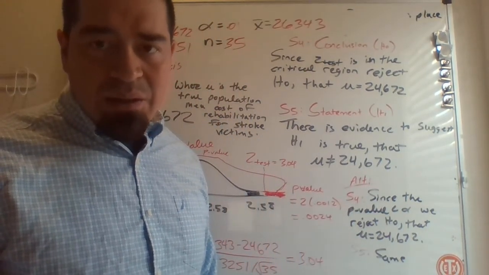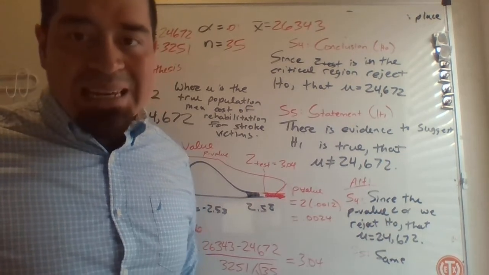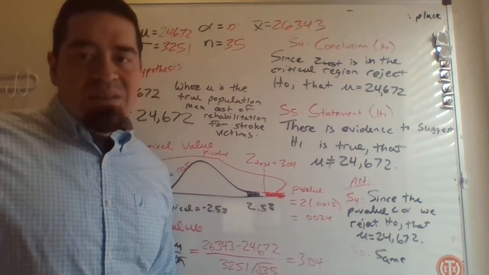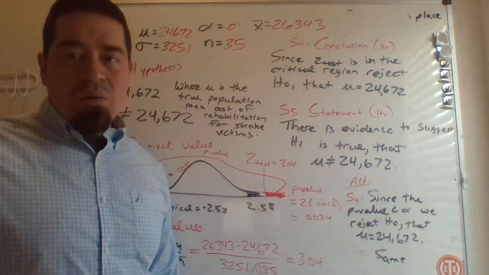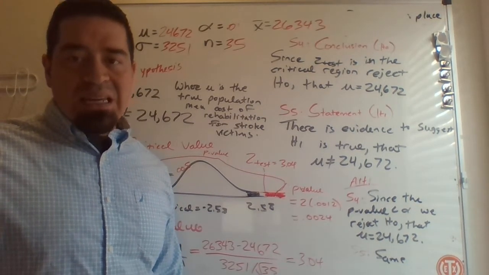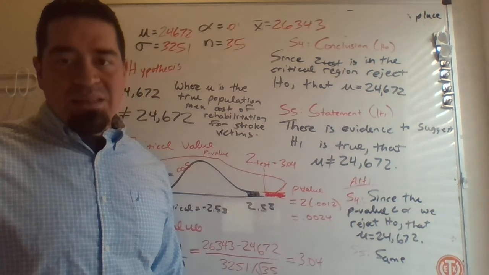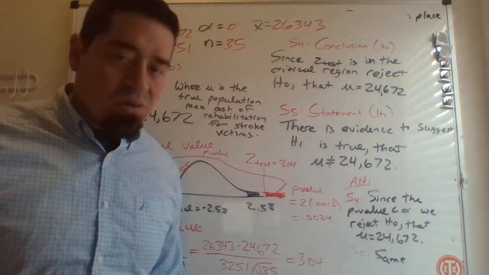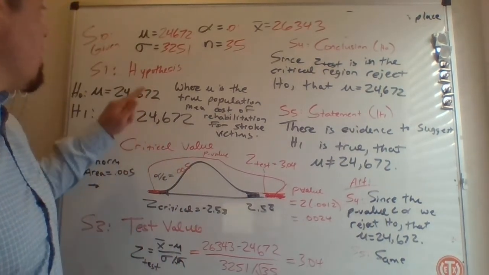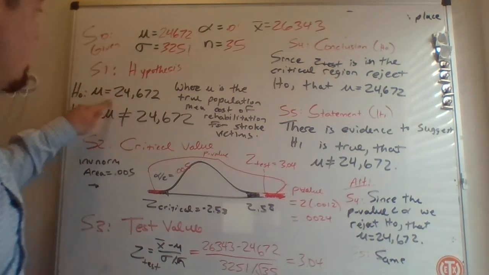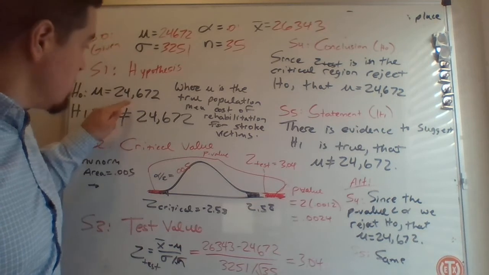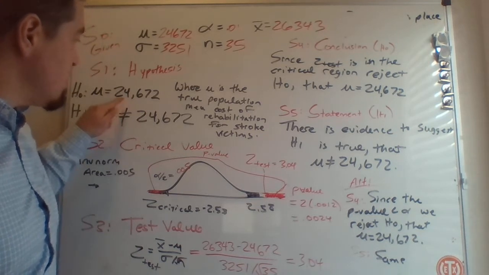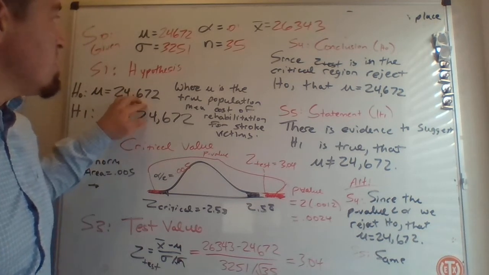It says the p-value. So let's actually talk about what it means. The p-value is the probability of getting a sample statistic, such as the mean, or a more extreme sample statistic in the direction of the alternative hypothesis when the null hypothesis is true. So again, what's our null hypothesis on this problem? We're going to assume that what the previous study said were true, that the mean cost of rehabilitation is 24,672.